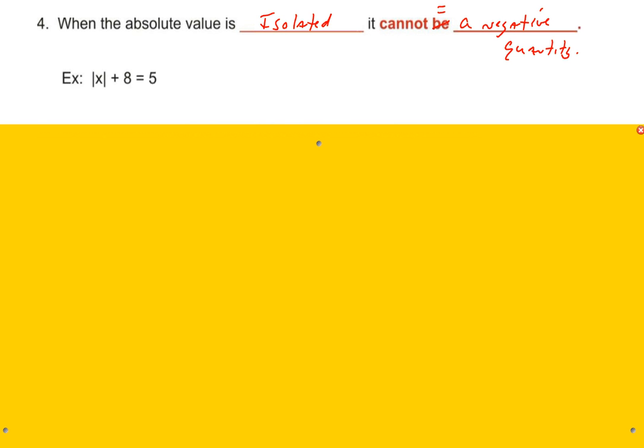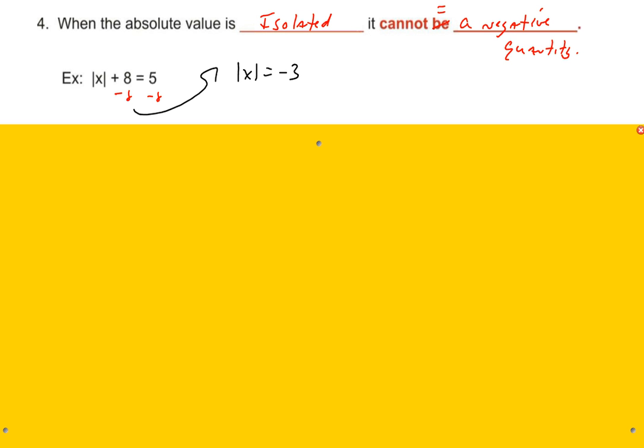Watch what happens here. I'm going to isolate the absolute value, so I'm going to add a negative 8 to both sides. Now I have the absolute value of x equals negative 3. Do you agree? Now, I don't want to go any farther. I don't care if that's the absolute value of 7x plus 4 equals negative 3, or the absolute value of 37q plus 13.879 equals negative 5. I don't care.